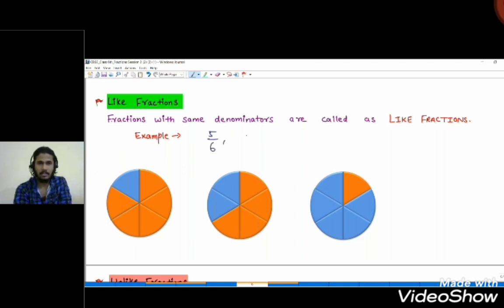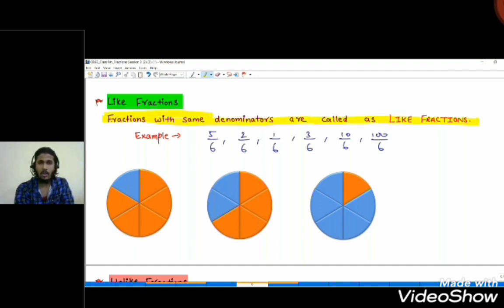5 upon 6, 1 upon 6, 3 upon 6, 100 upon 6. In all these fractions, what is the one thing that we can see as common is that the denominator is all the same. In all these cases, the denominator is 6. So when the denominators are the same, fractions are said to be like fractions, as has been clearly written here. Fractions with same denominators are called like fractions.